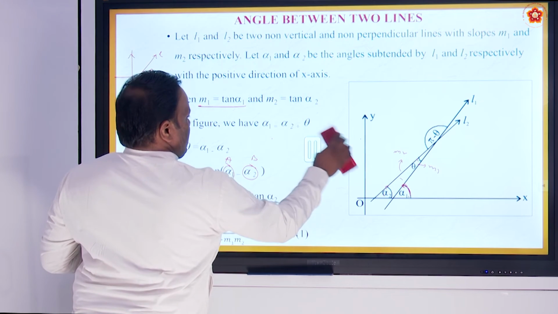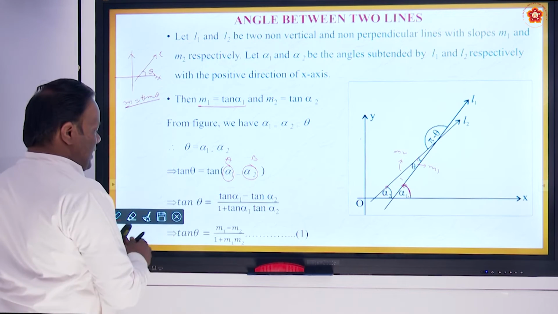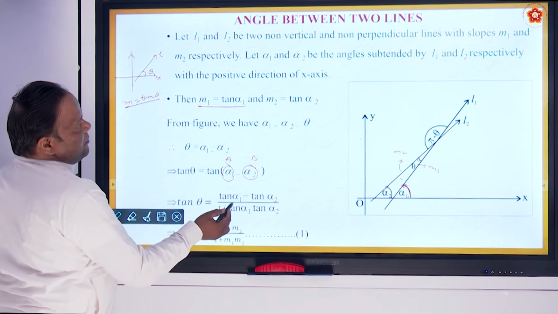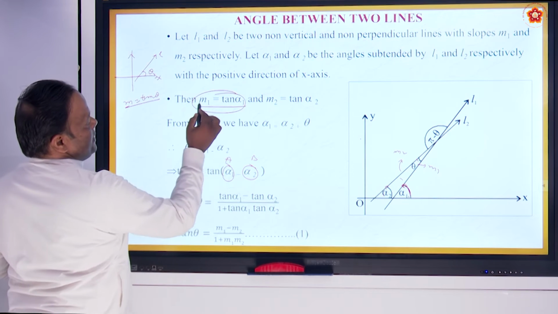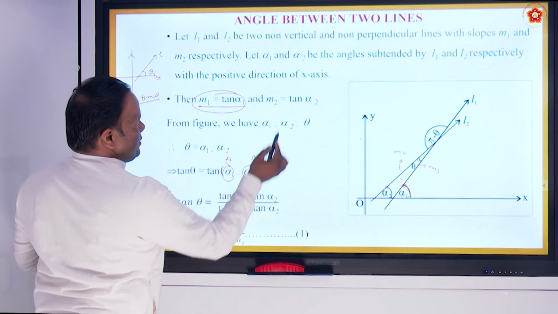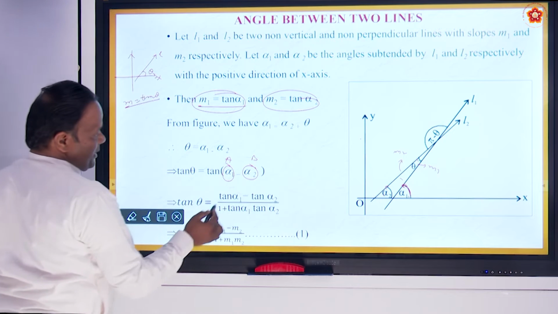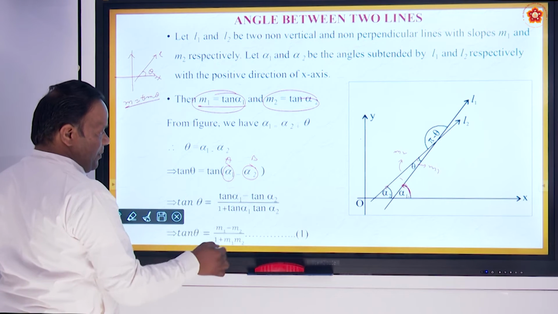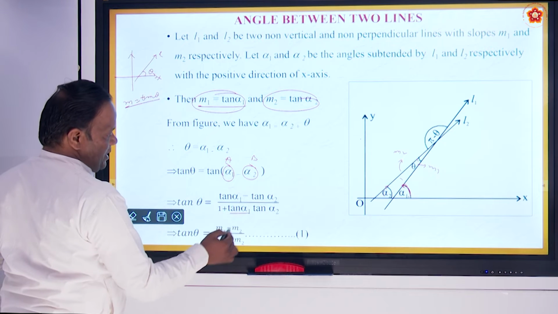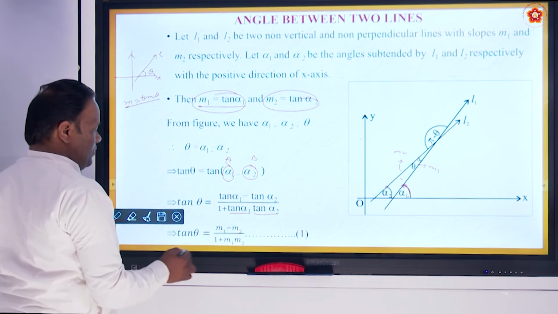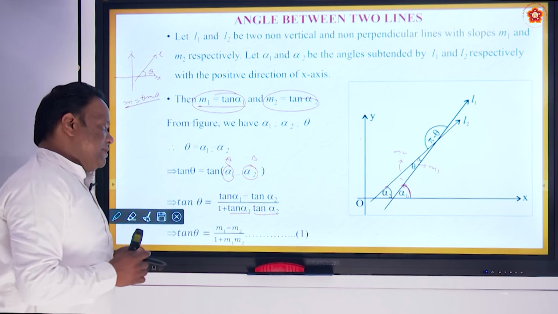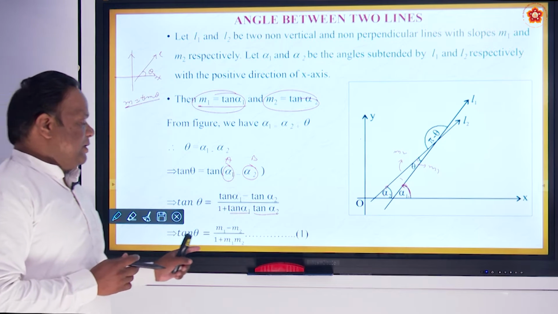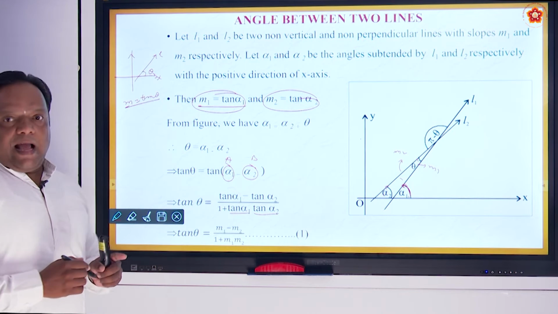Next, observe here tan theta as it is. From the earlier equations, tan alpha 1 is m1 and tan alpha 2 is m2. Substituting, tan theta equals m1 minus m2 divided by 1 plus m1 into m2. This is the acute angle.